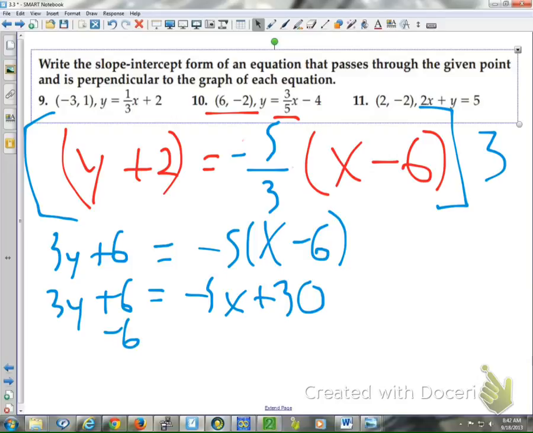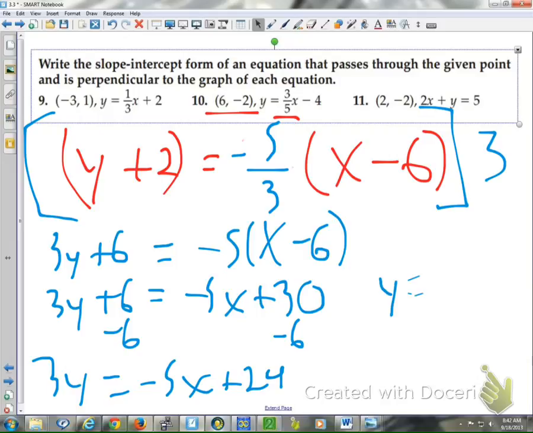Subtract 6. 3y equals -5x plus 24. Divide everything by 3. And you get -5/3 x. I'm out of room again. And what would that be, plus 24/3? What is 24 divided by 3? 8. Yeah, so it'd be plus 8. And I just ran out of space. -5/3 x plus 8.